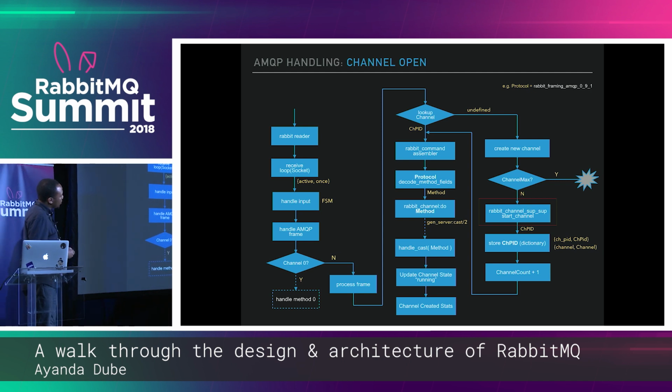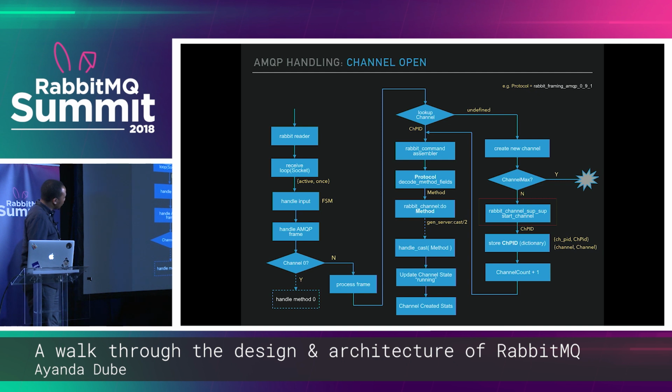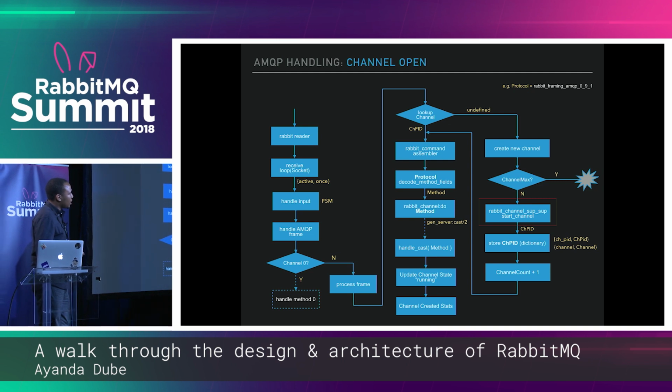Okay. So just to explain the procedures which are taken care of during channel establishment, your channel open request will propagate through your Rabbit reader, and that frame will get handled. There's a check, so you're not permitted to use channel 0, right? Channel 0 is only for setting up the Rabbit reader process. So if it's not channel 0, then it will process the frame, and it will do a channel lookup to see if the channel already exists. Because all these channels' PIDs are stored in the Rabbit reader process dictionary, which is just a RAM store.